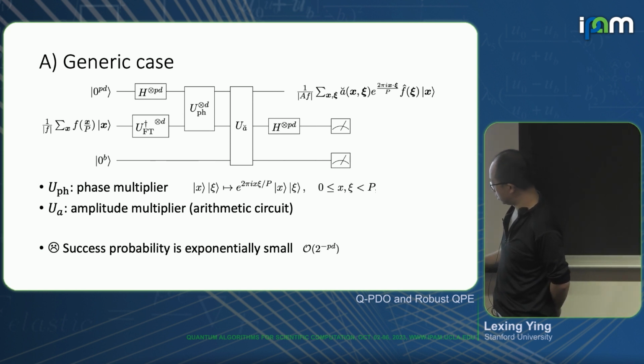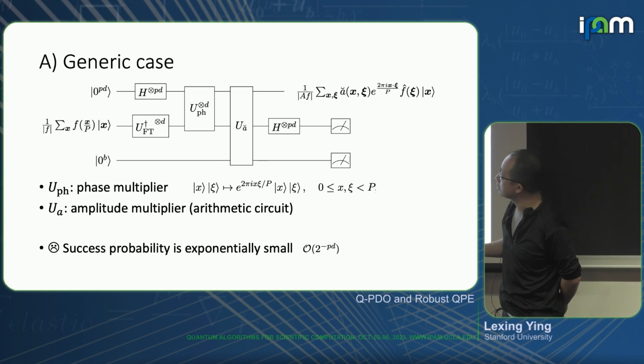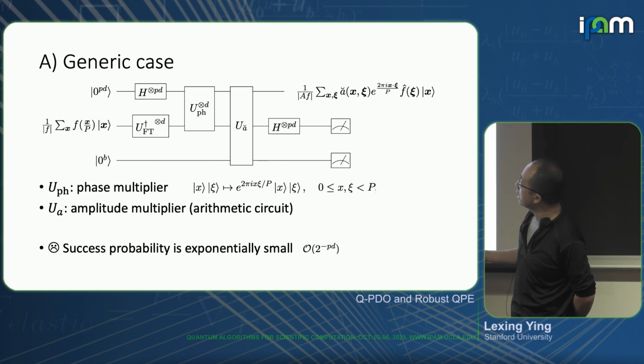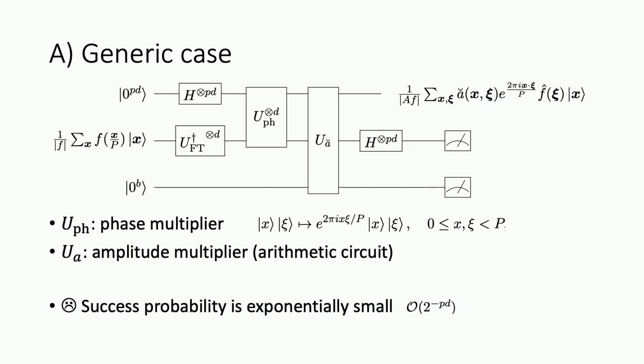The circuit takes in the representation for the function f, and then the Hadamard applied to the all-zero quantum state will just spread everything into different modes. What comes out is a quantum state indexed by different QPEs. Now this object here is called a phase multiplier. What it does is essentially multiply the basis x and c and do a rotation, making it become e to the 2 pi i x c over p. So this is kind of like a phase rotation.